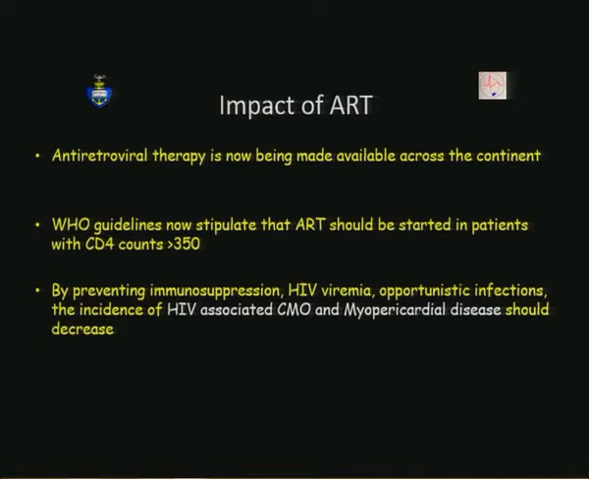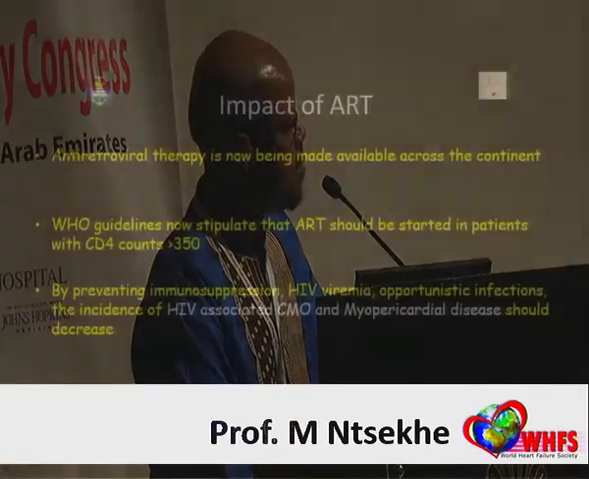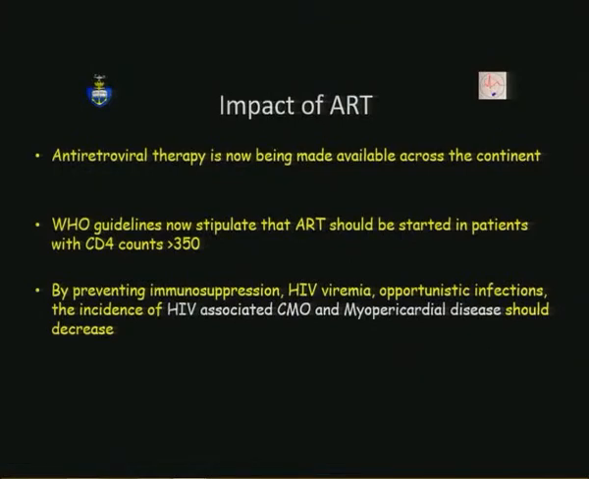And the idea then is that by preventing immunosuppression, HIV viremia, and these opportunistic infections, hopefully the incidence of HIV-associated cardiomyopathy and myopericardial disease should decrease. Certainly it might account for the fact that in the 3 studies in Tanzania, THESIS, and the Heart of Soweto study, because about 30 to 60% of those populations were on antiretrovirals, that might also account for the diminution in the prevalence rates.